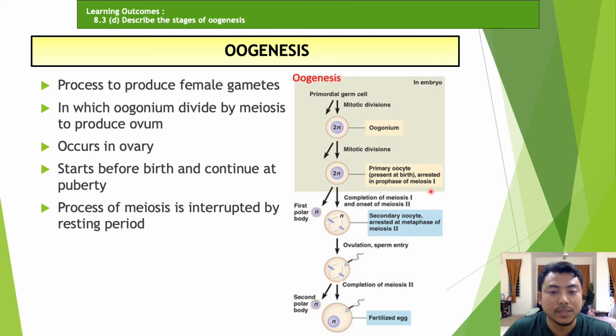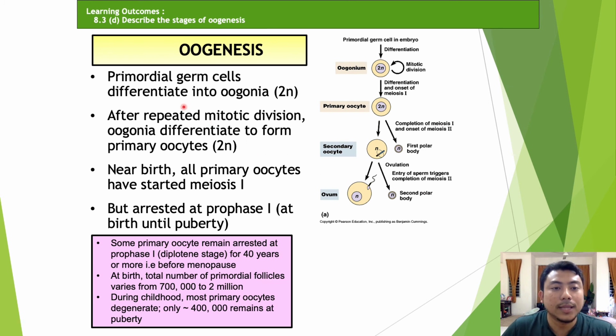Sambunglah selepas prophase 1. Okay. So then the primordial germ cells will differentiate into oogonia. Okay, oogonia. Which is this one, okay? Sorry, this one, okay. So after repeated mitotic divisions, okay, oogonia differentiate to form primary oocyte. So oogonia yang banyak ni akan menjadi primary oocyte.